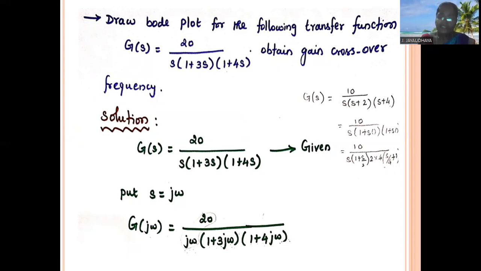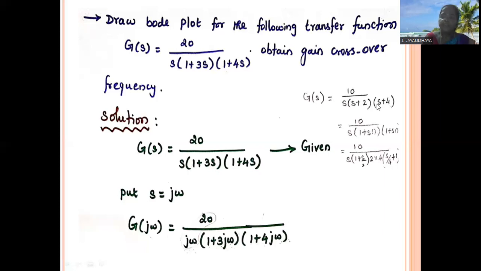The first step in the Bode plot is to check whether G of s is in the standard form or not. The standard form is 1 divided by 1 plus sT. For example, take G of s is equal to 10 divided by s into (s plus 2) into (s plus 4). Is it in the standard form? Definitely it is not, because we have s plus 2 and s plus 4.